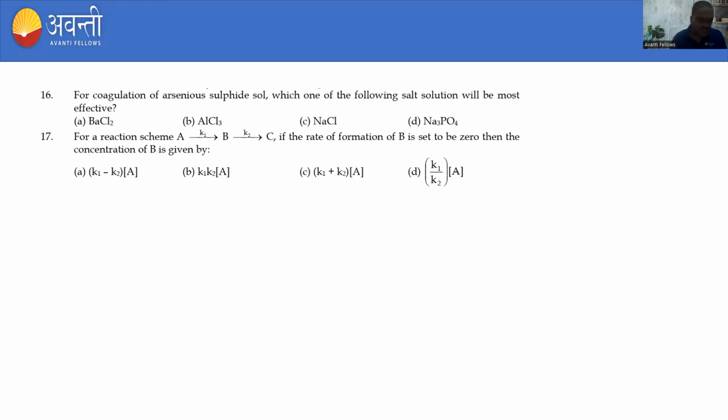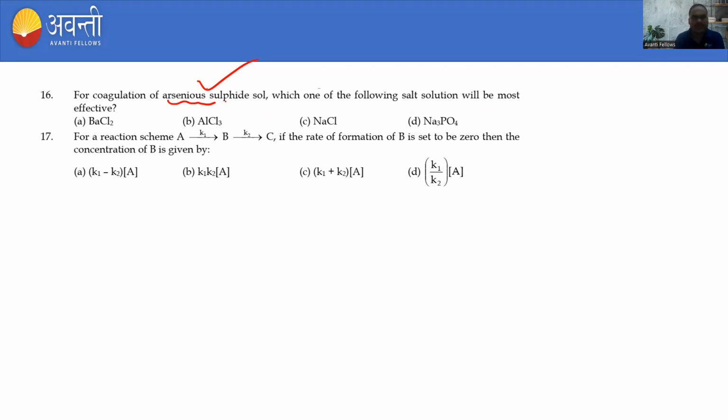In this question they're asking about the coagulation of arsenious sulfide sol, which one of the following solutions will be most effective? So they're asking which solution is more effective for the coagulation of arsenious sulfide sol, right? So let's see which of the following solutions will be more effective.